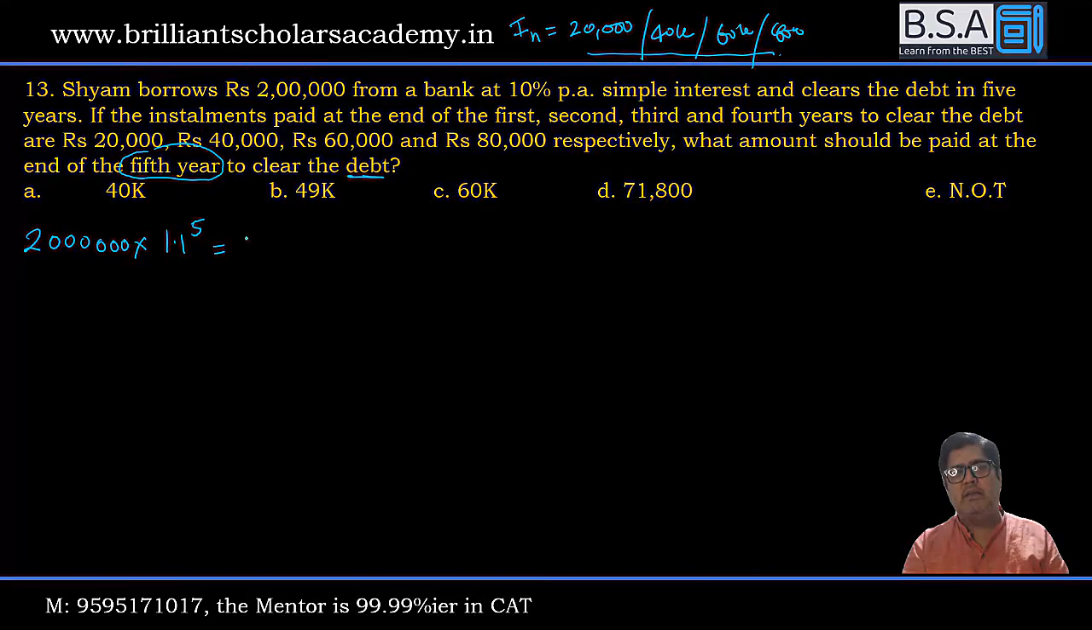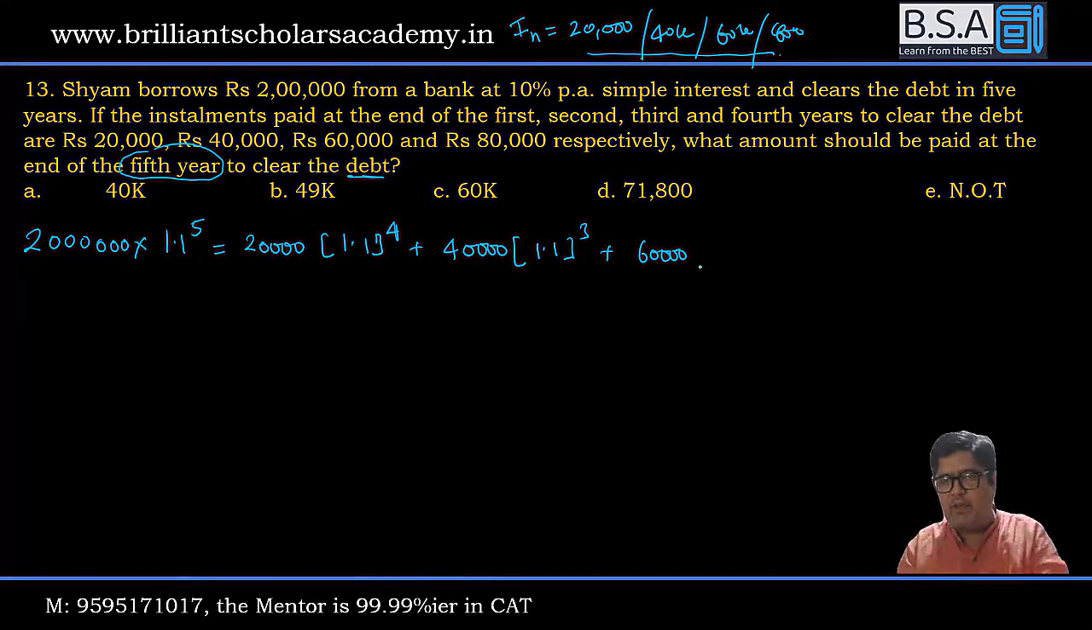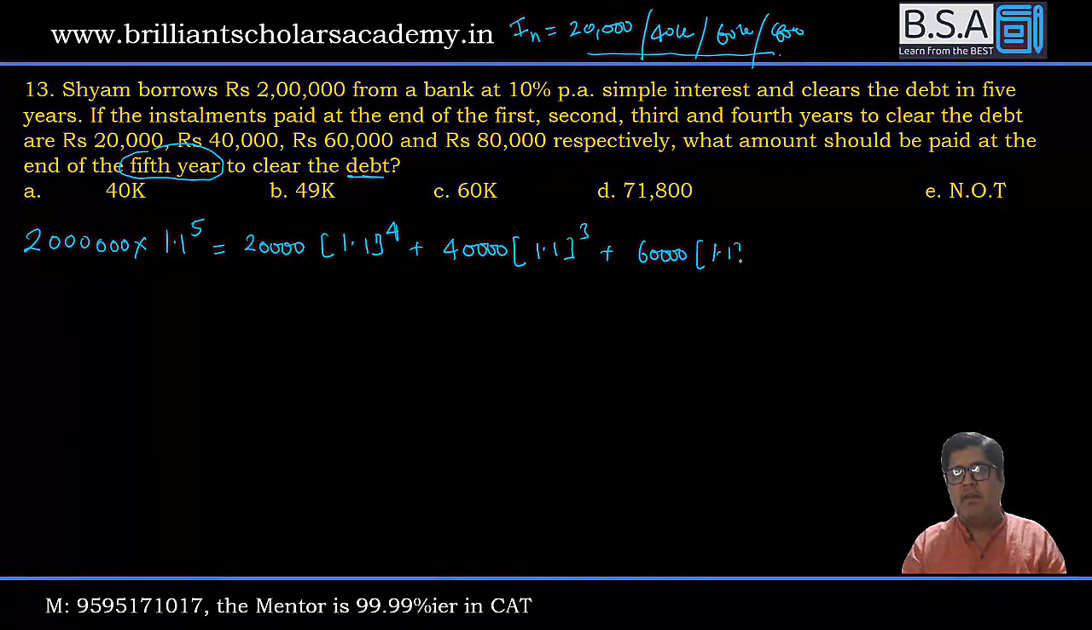First installment will generate interest for 4 years. Second installment will generate interest for 3 years. Third installment, do you remember the power of k keeps on decreasing? 1.1 square. 80,000 into 1.1, and then comes the final payment x.